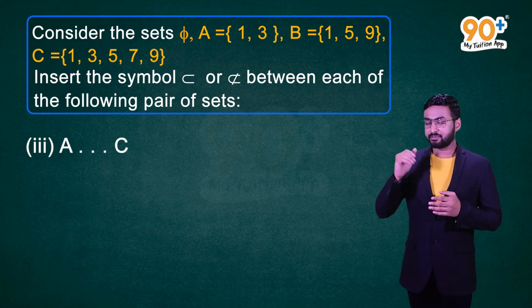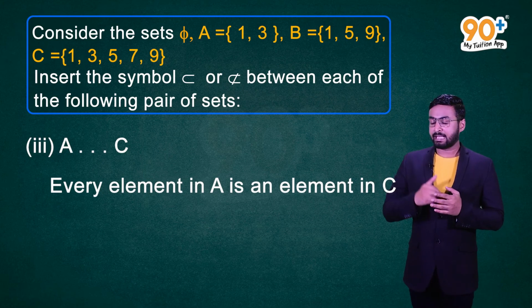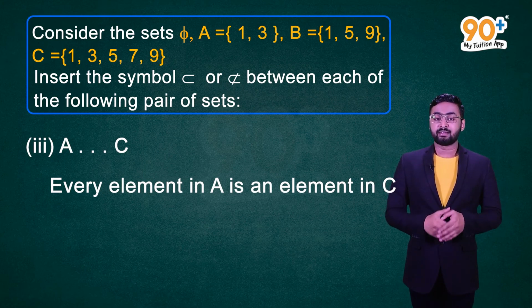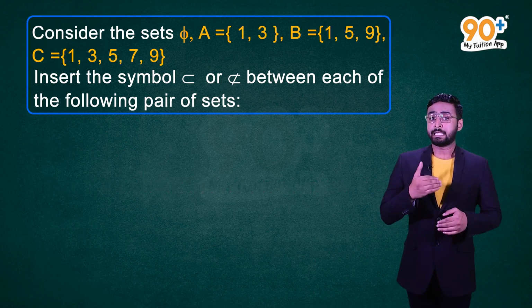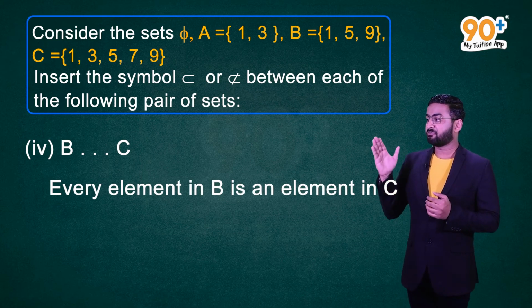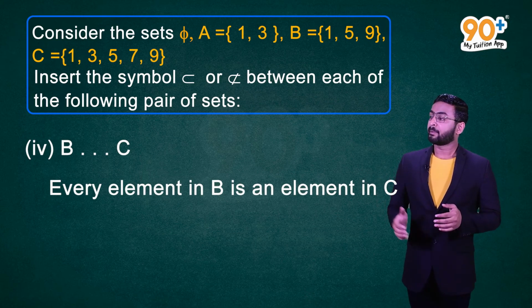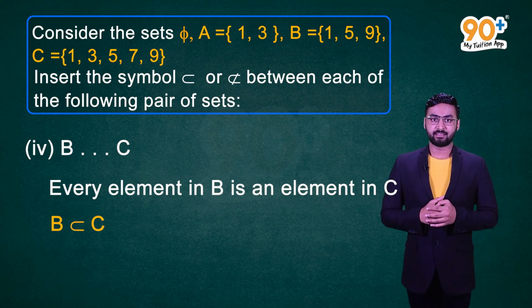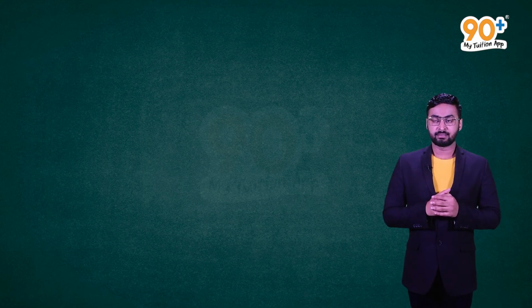Here is the third one. We can see that every element in A is an element in C. So we can write A is a subset of C. Here is the last one. We can see that every element in B is an element in C. So we can write B is a subset of C. Now let's move on to the next example.